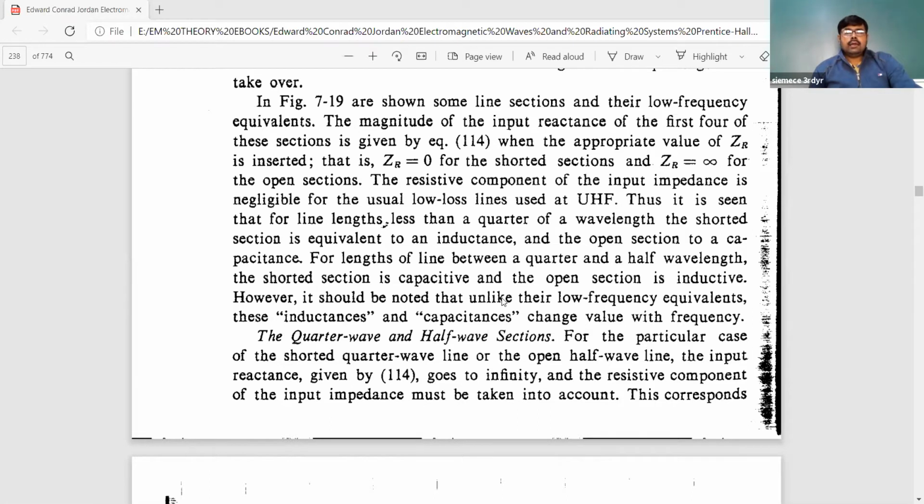And the open section is a capacitance for that length of line, while the shorted section is inductive. So depending upon the condition, the shorted section is inductive and the open section is capacitive. That is basically called the properties of the different transmission line equations.